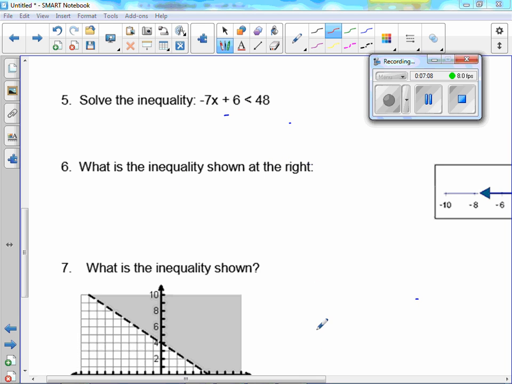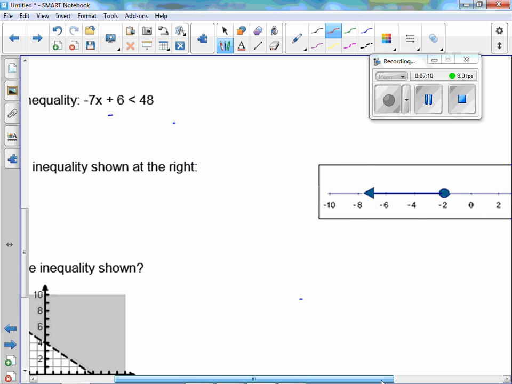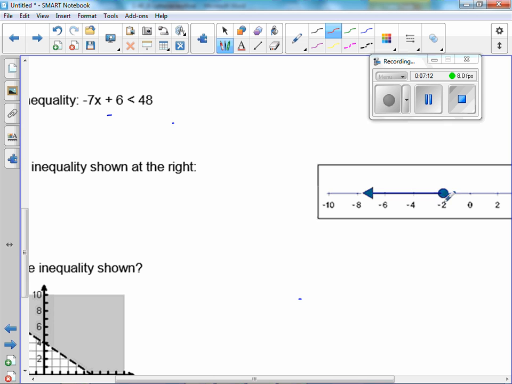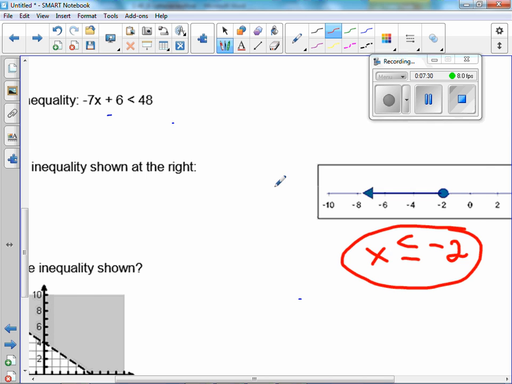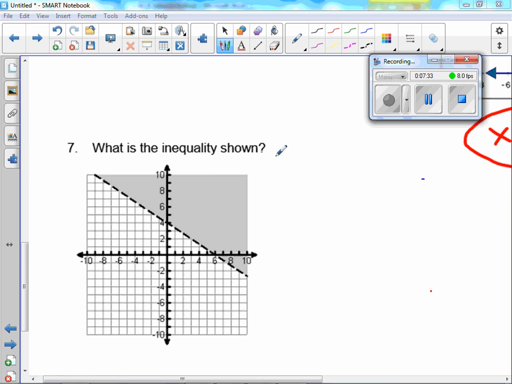It says, what is the inequality shown at the right? So let's look. It starts with negative 2 and is shaded in. When it's shaded, that means it is equal, and it's going to the left, that means it's less than or equal to. So our x is less than or equal to a negative 2. So that is the inequality. X less than or equal to negative 2.